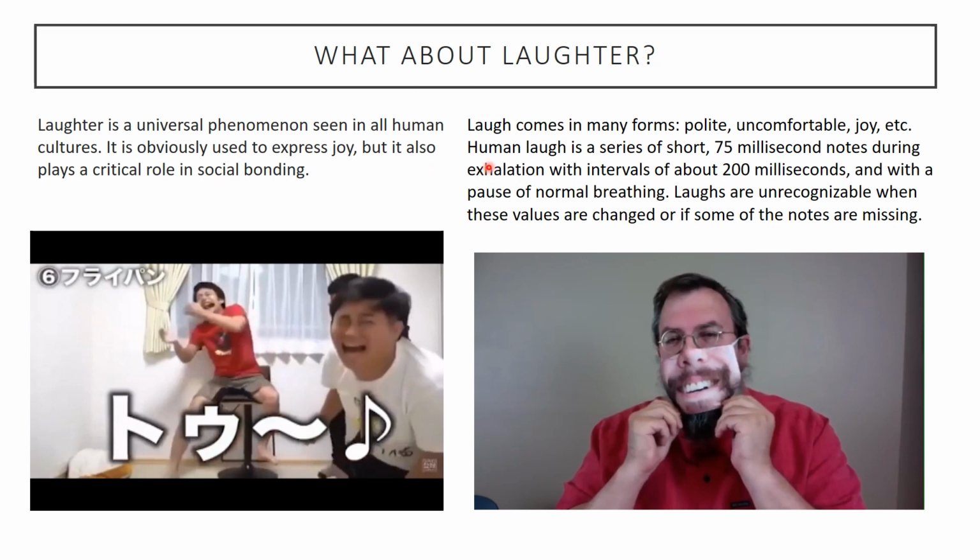Laughter also comes in many forms. We have polite laughter, uncomfortable laughter, joy, and you can think of many others. A human laugh is a series of short 75 millisecond notes during exhalation, with intervals of about 200 milliseconds and a pause in normal breathing. So you basically stop normal breathing. It's really bizarre that we would do this thing that creates all this noise and also doesn't even involve breathing. You would think that this might make you vulnerable to predators, if you're thinking about cavemen and whatnot. But it's something that all humans do, because it's a critical component of social bonding and play.